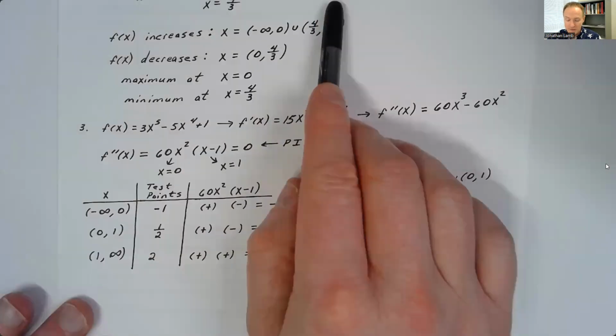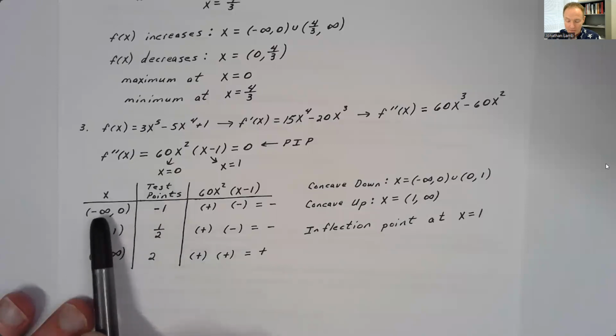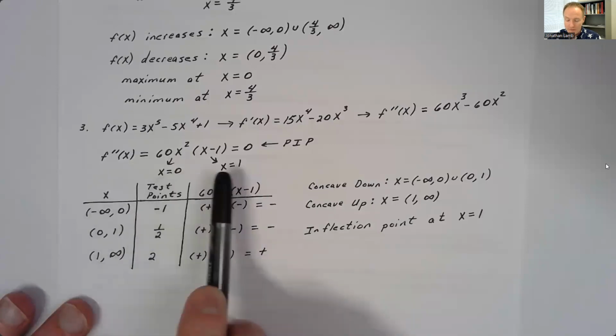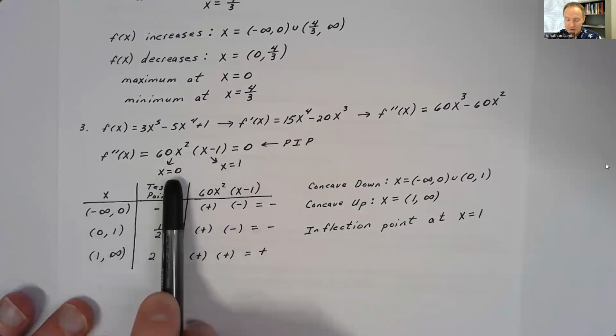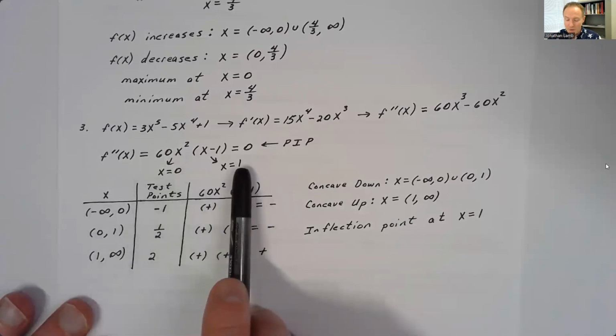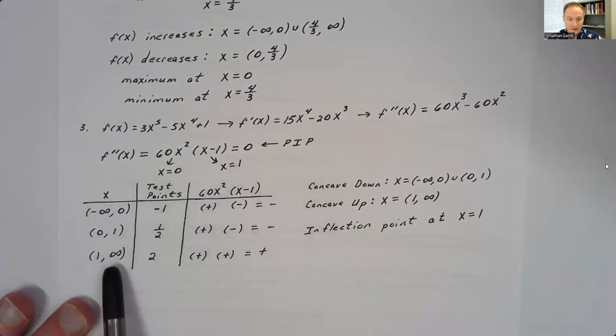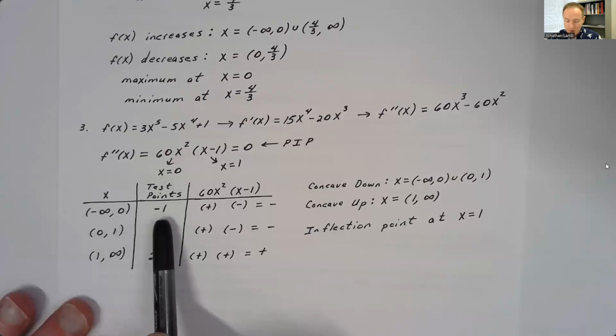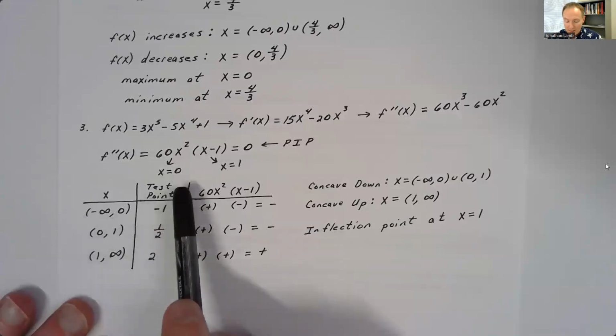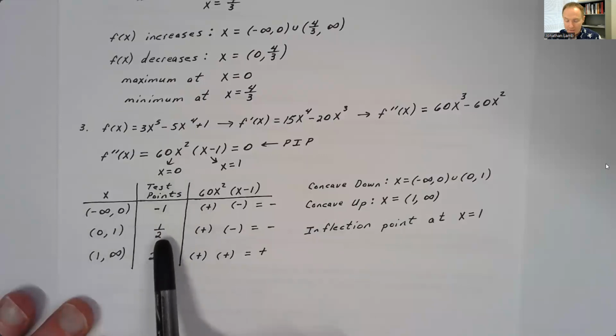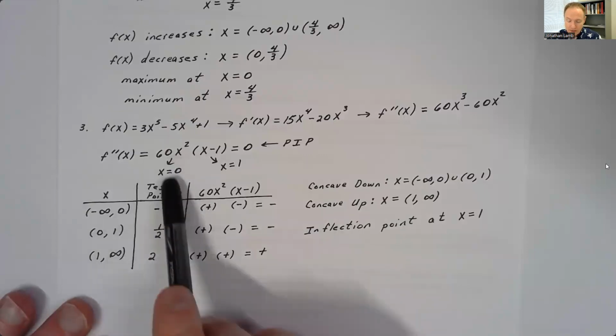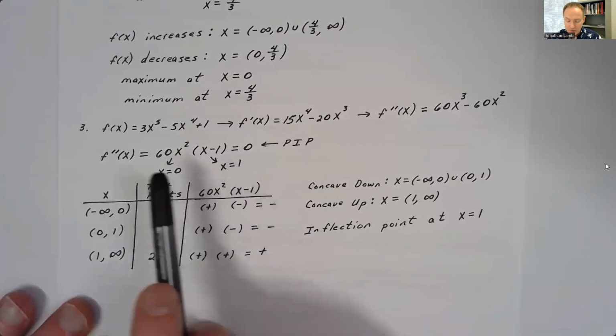Same as with my first derivative test, I need to break up the domain of the function with these possible inflection points. So I go negative infinity to 0, and then from 0 to 1, and then from 1 to infinity. Now, in checking that first interval between negative infinity and 0, I chose a negative 1. Between 0 and 1, I let my test point be 1/2. Between 1 and infinity, I chose a 2. Now, what do we do with each of these test points? We plug them into the second derivative.